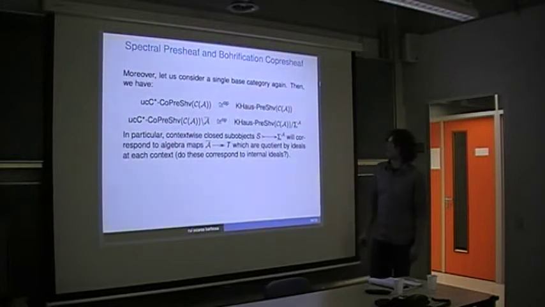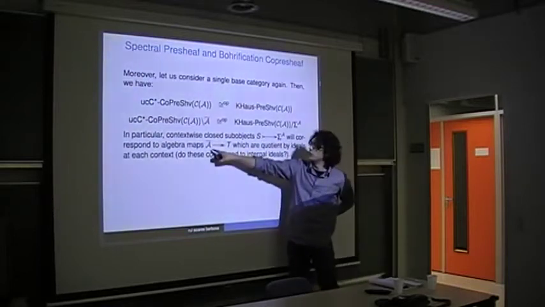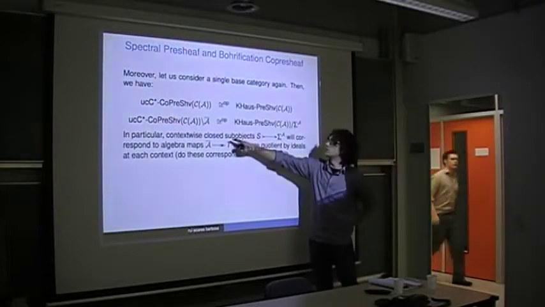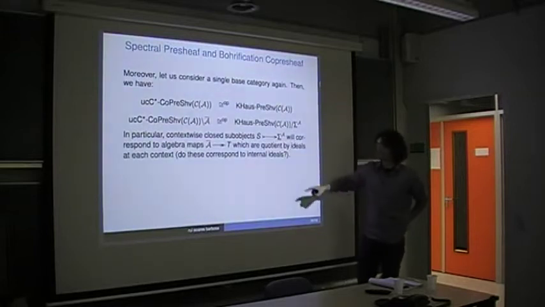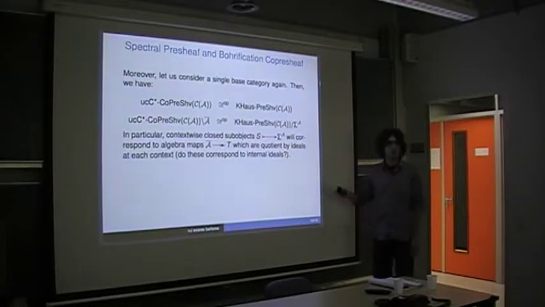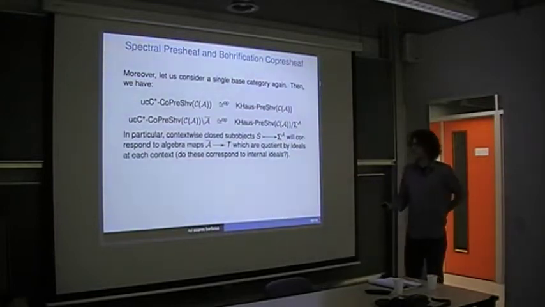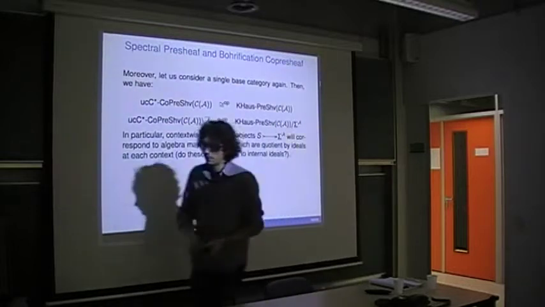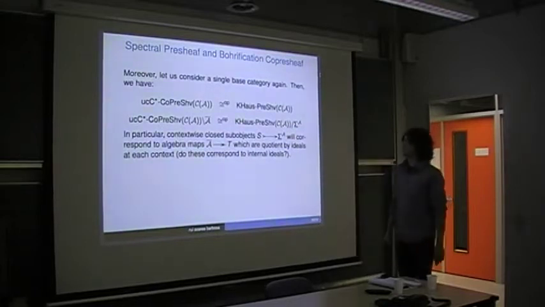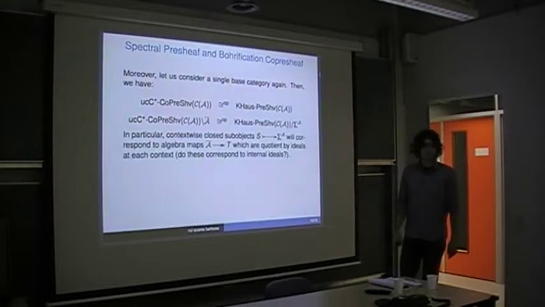be dual to each other, and this means that if you have a monic like that, this will correspond to some epic in the other category over there. And in particular, if we take these context-wise closed sub-objects that we're considering over there, these will correspond to maps that are quotients by ideals at each context. And so I think you can probably say these are internal ideals in some sense, but I'm not entirely sure. So it seems like you can somehow translate certain concepts between the Bohrification co-presheaf and the spectral presheaf in this sense.